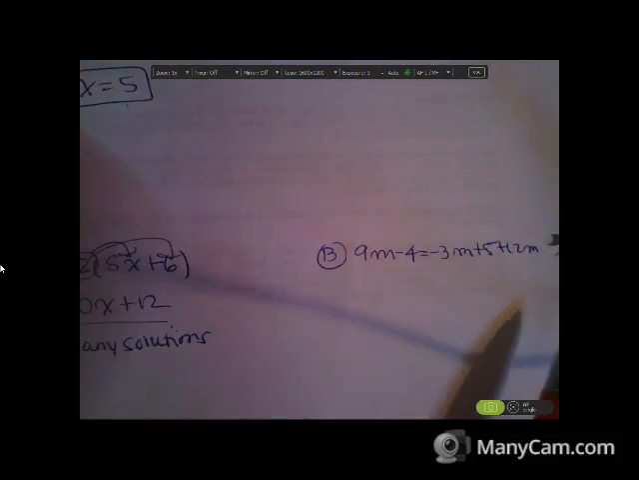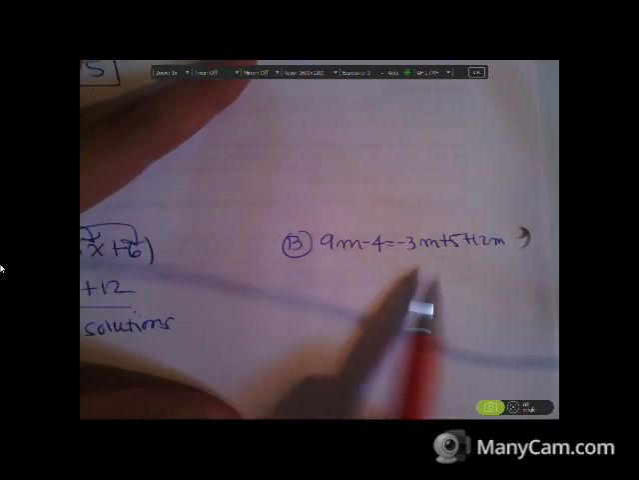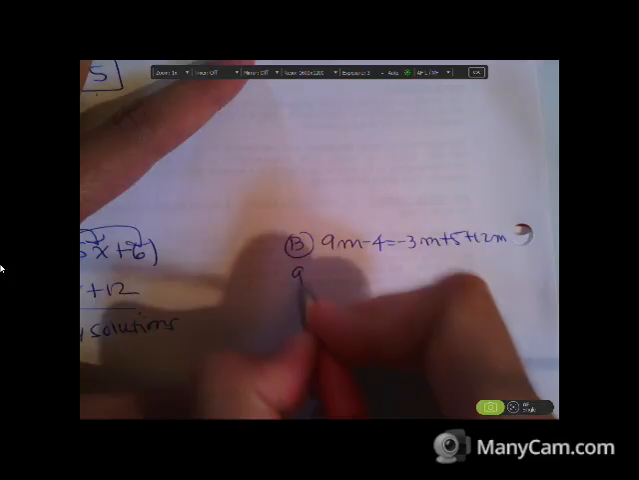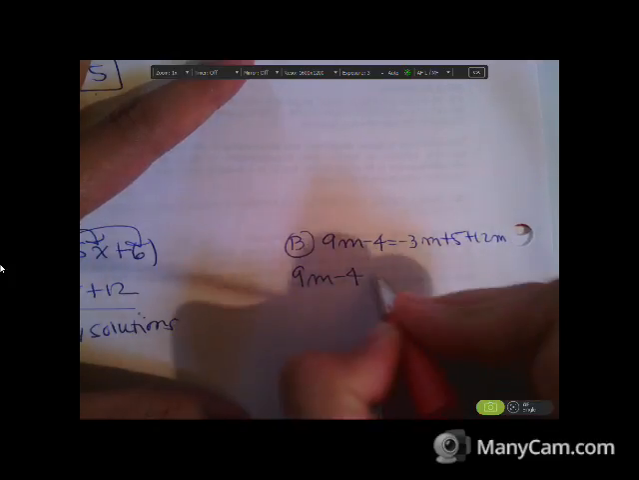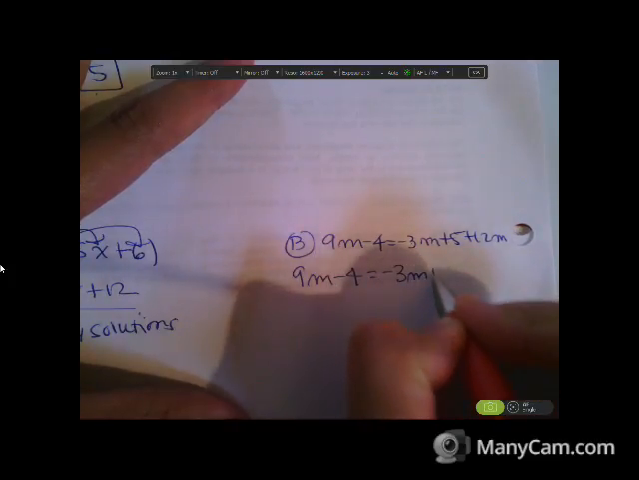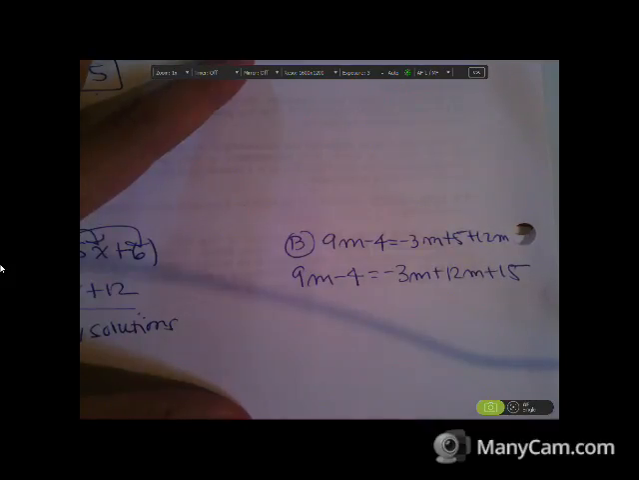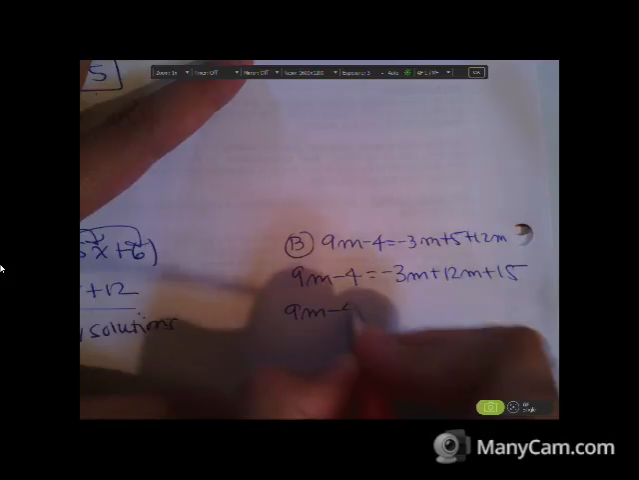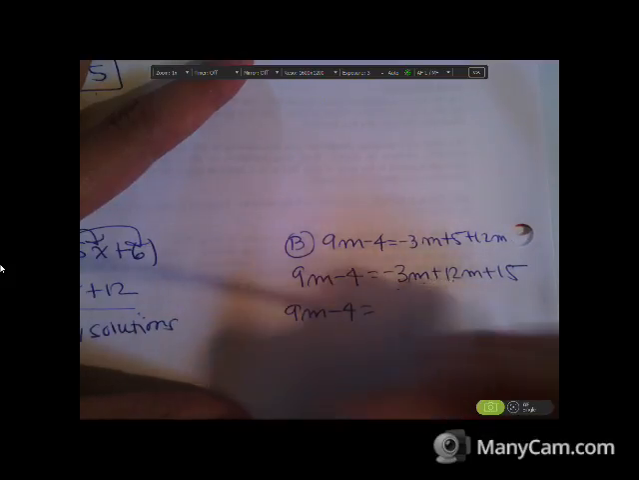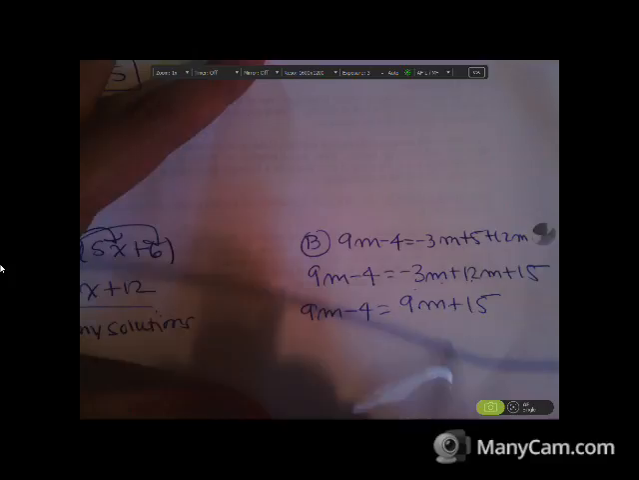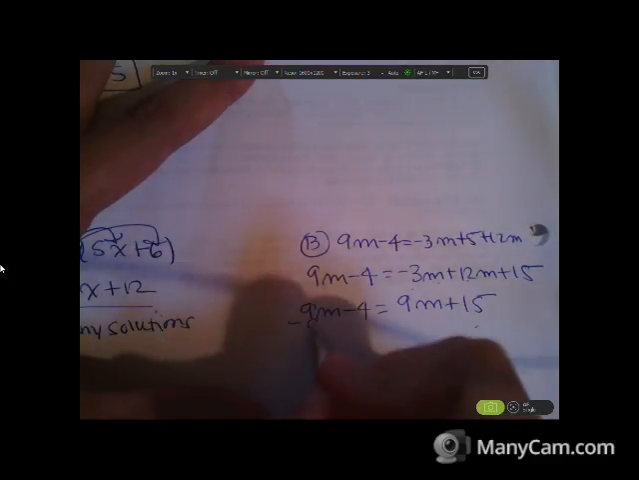Let's try letter B. This is 9m minus 4 equals 3m plus 5 plus 12m. So, first what I want to do is switch this over to negative 3m plus 12m plus 15. So I use the commutative property. Now I'm going to combine my like terms. Negative 3m plus 12m is 9m plus 15. So now I want to get my m's on one side. I'm going to put it to the right this time. So that means I have to subtract 9m on both sides.